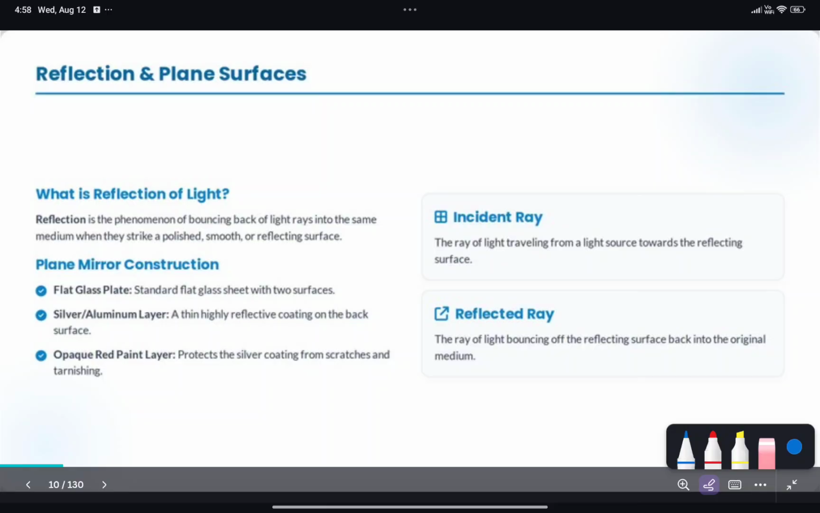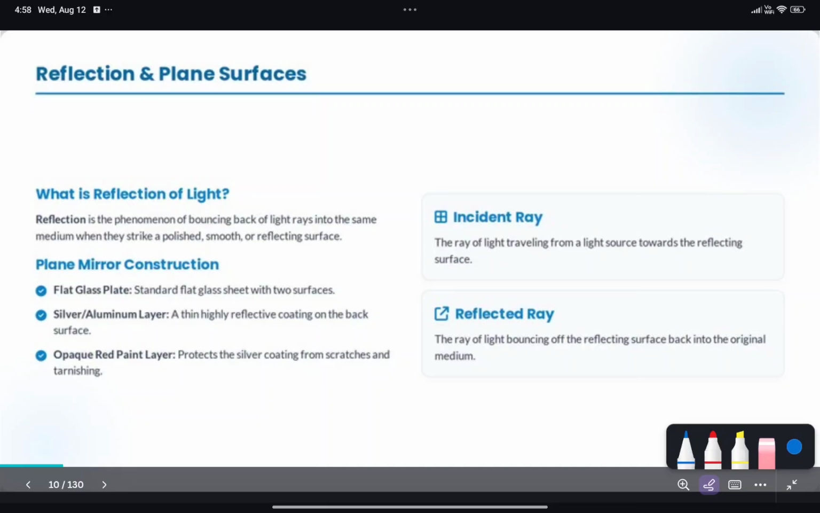Yes. But here there is a formal definition. We have to learn this definition for getting good marks. What is the reflection of the light? Reflection is the phenomenon of bouncing back of light rays into the same medium. That is one more important point, that the bouncing back of light rays takes place in the same medium, when they strike a polished or smooth or reflecting surface. Clear?